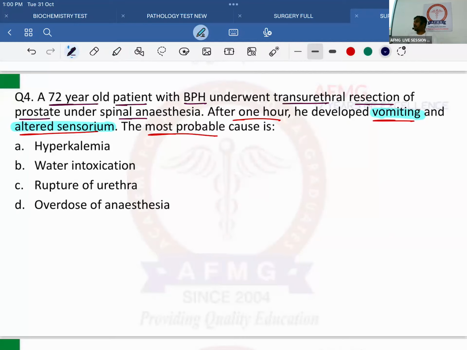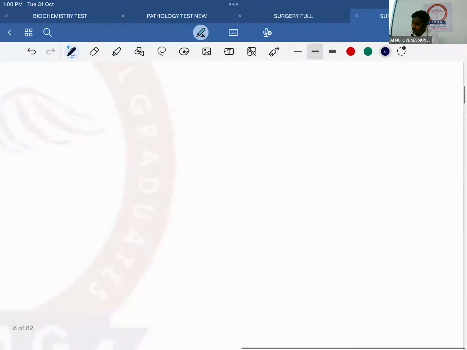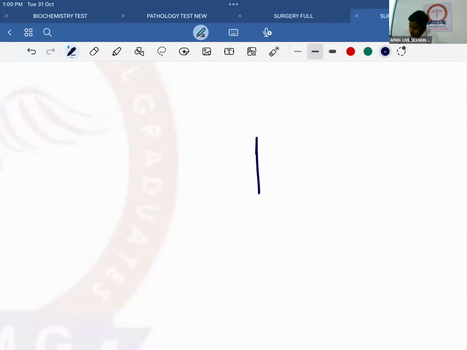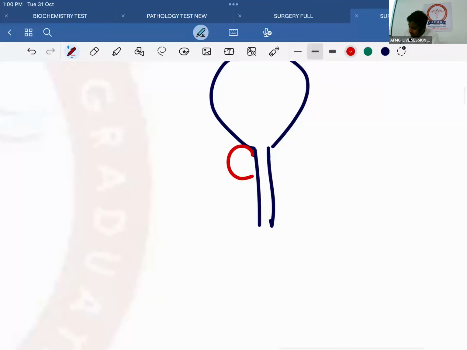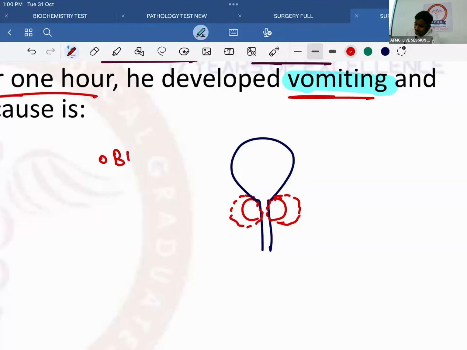This was your PYQ. Very good. This is a case of water intoxication syndrome. What happens? Normally, remember, in a case of BPH, here we have the prostate gland, and definitely you can see the size of the prostate has increased because there is an increase in the number of cells of the prostate. Hyperplasia, number of cells, beta.